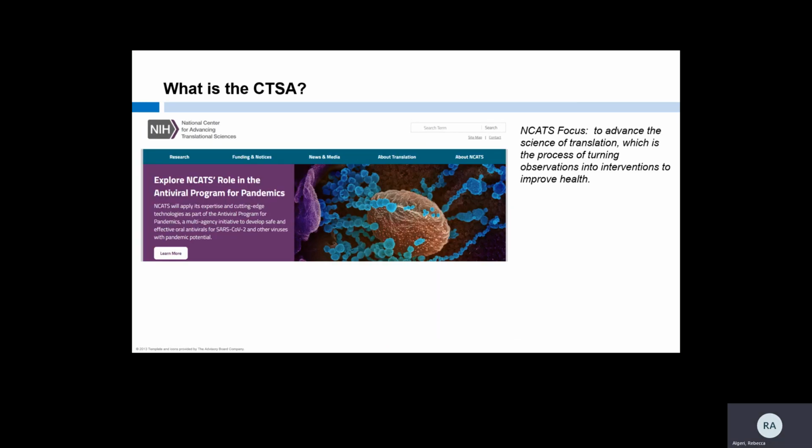Let's begin with what is the CTSA? The focus of the National Center for Advancing Translational Sciences, also known as NCATS, is just that, to advance the science of translation, which is the process of turning observations into interventions to improve health. NCATS supports more than 30 programs and initiatives in research and education, providing funding and resources to translational scientists.